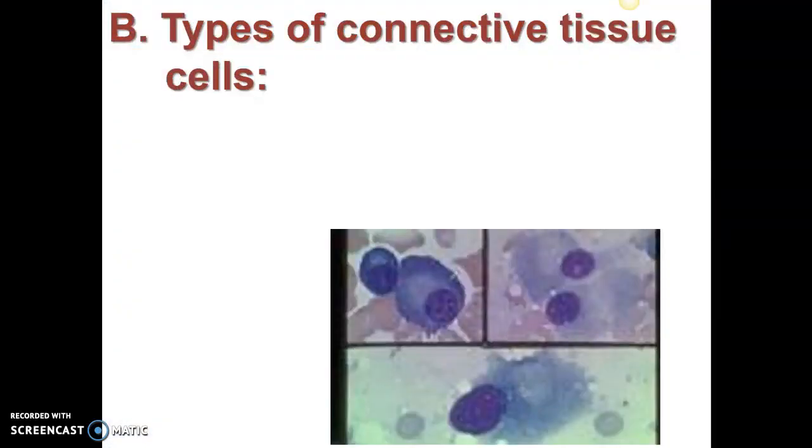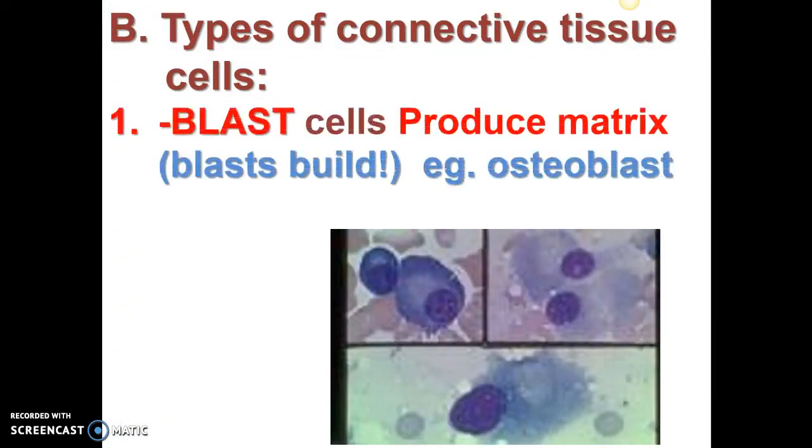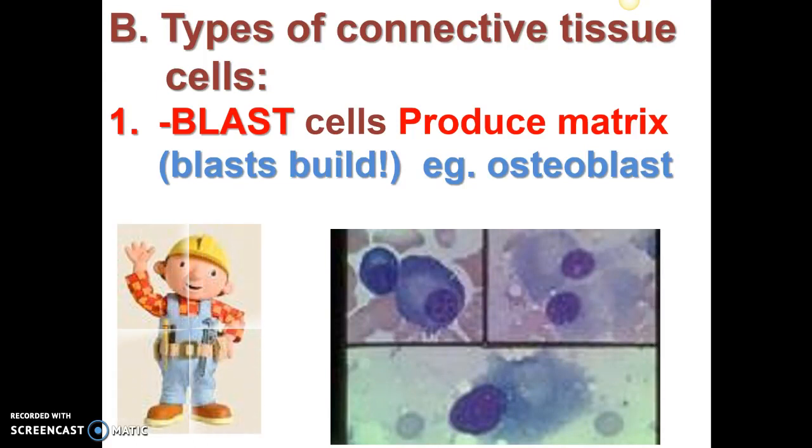Okay, types of connective tissue cells. Anything that ends in blast is a builder cell. So osteoblast is a bone builder. Chondroblast is a cartilage builder. So chondro means cartilage, osteo means bone. Bob the Builder, blast, BB, think BB, alliteration again. Bob blasts, but he builds, okay?